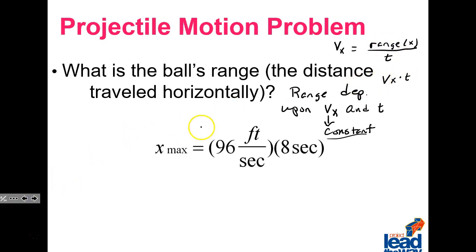Okay, so following through on this, here's your Vx. We found Vx to be 96 feet per second from the previous slide, and the ball lands after 8 seconds. So x max, or the range, is simply equal to 96 times 8, and that comes to 768 feet.